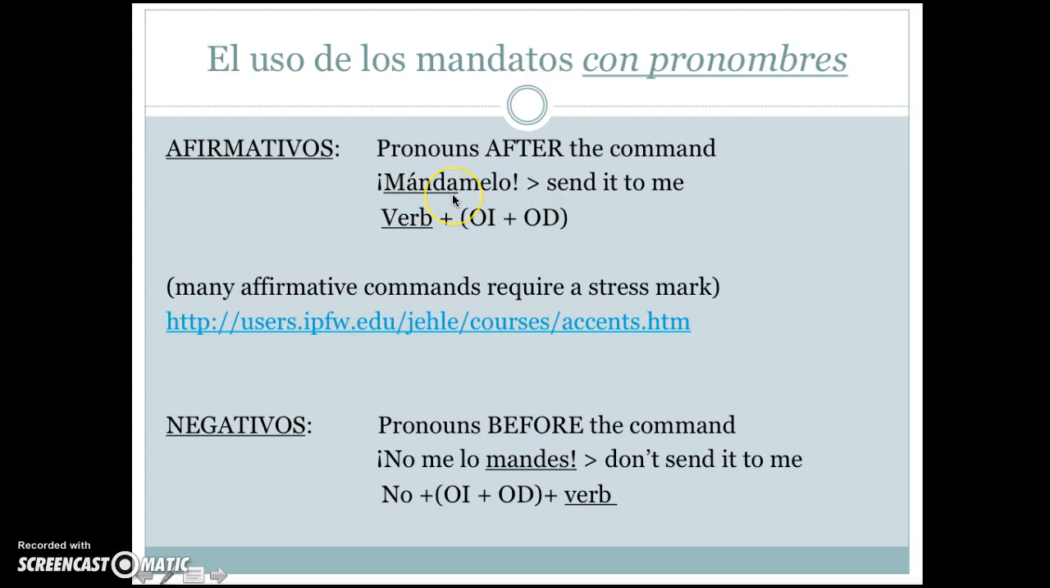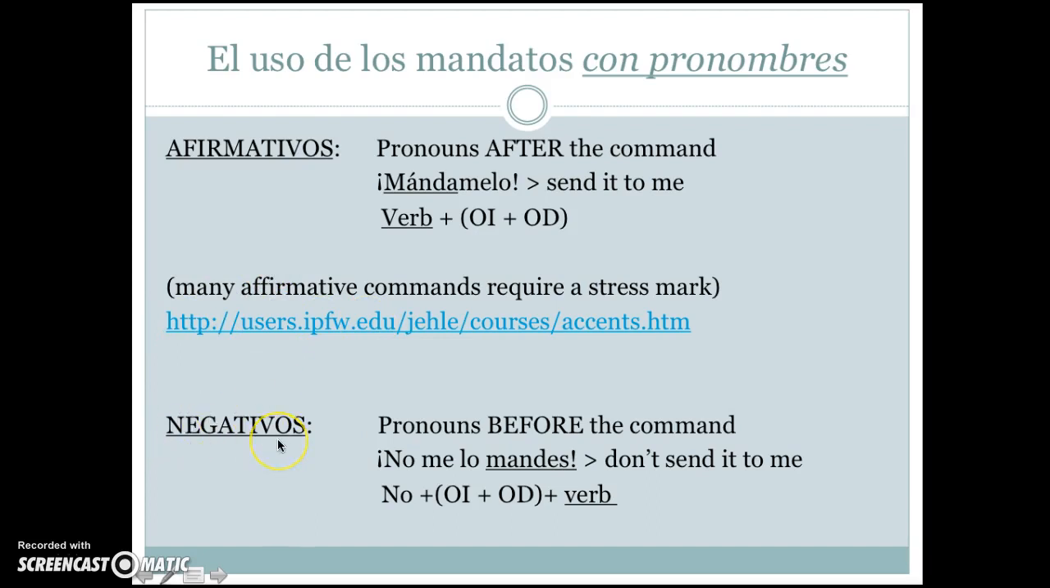So if I'm sending what, direct object, lo, it, to who, indirect object, me. That's going to be our order. Manda me lo. You can read about why these accents are written in on these affirmative commands. Basically, when you start adding syllables to a word, it might change where the accent needs to be marked. Here's a website that explains that.